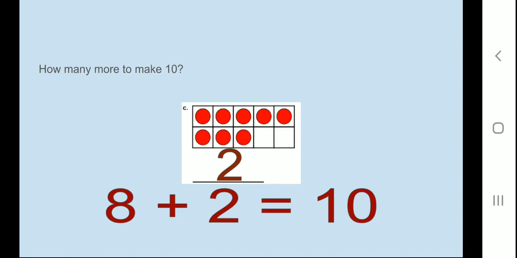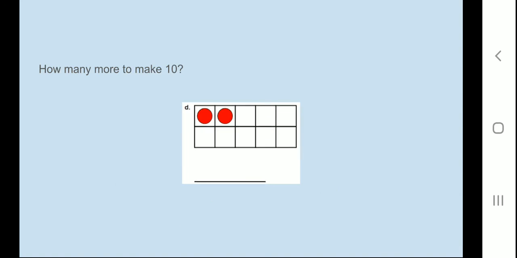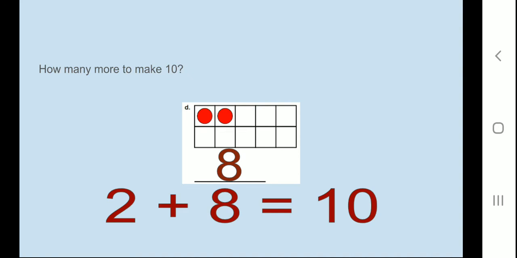When a tens frame is full and there are no boxes empty, then you have 10 counters. 8 counters plus 2 more make 10. How many more do you need to make 10? You need 8 more to make 10. Our number sentence is 2 plus 8 equals 10. Our 2 counters plus 8 more makes 10.